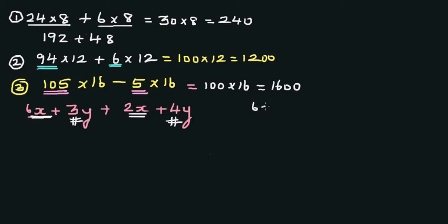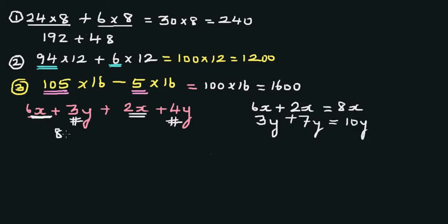For 6x, you have to take the sign before the expression. So 6x plus 2x is 8 lots of x. It's a good habit to write this step, because when minus comes, it will become tricky. Then 3y plus 4y: 3 lots of y plus 4 lots of y is 7 lots of y. So here the answer is 8x plus 7y.